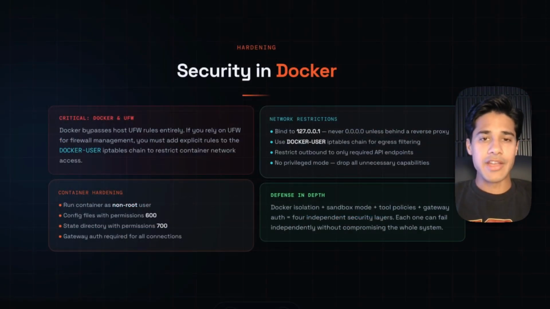Docker security for AI agents has a few gotchas that don't apply to typical containerized apps, and the biggest one catches people off guard. Docker bypasses host UFW rules entirely. If you're running on a Linux server and relying on UFW for your firewall, Docker containers can reach the network unfiltered. The fix is to add explicit rules to the DOCKER-USER iptables chain. This is the only chain Docker respects for user-defined filtering. If you skip this step, your containerized agent has unrestricted network access, regardless of what your UFW config says.